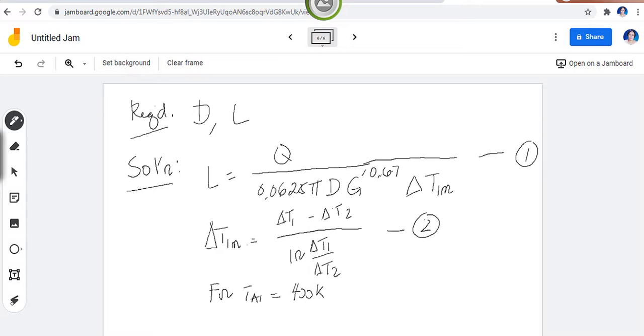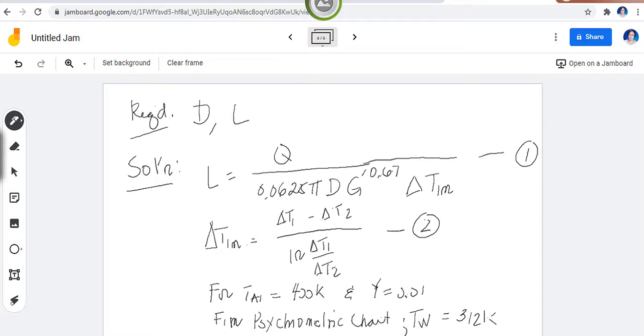And it's given that its humidity is 0.01. I will not anymore write the units. You know the unit for humidity. Now, from your psychrometric chart, the wet bulb temperature is equal to 312 Kelvin. The wet bulb temperature.